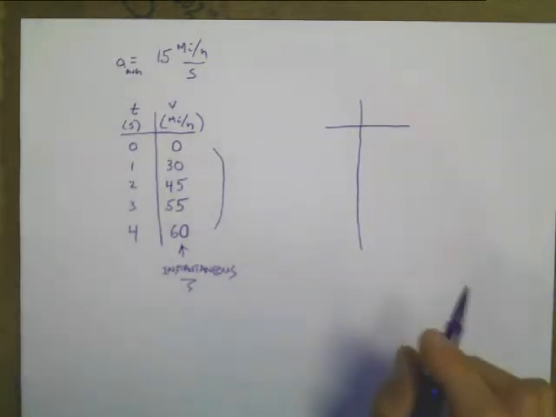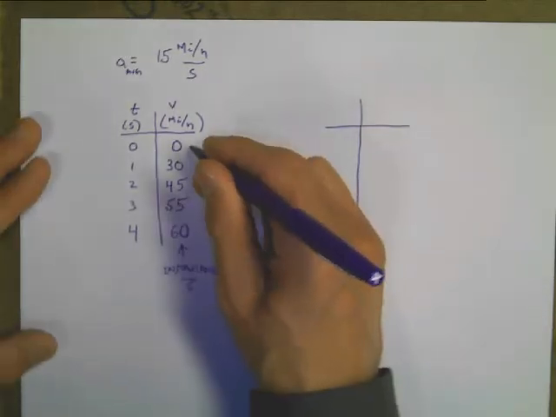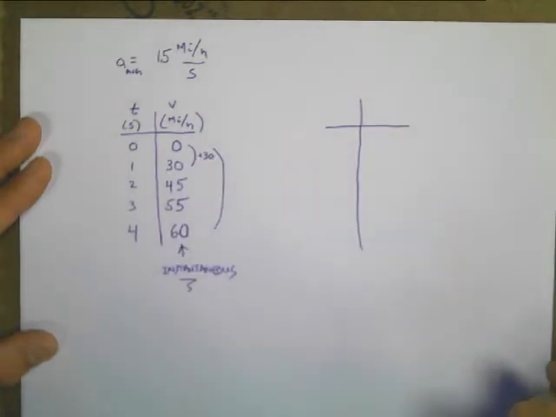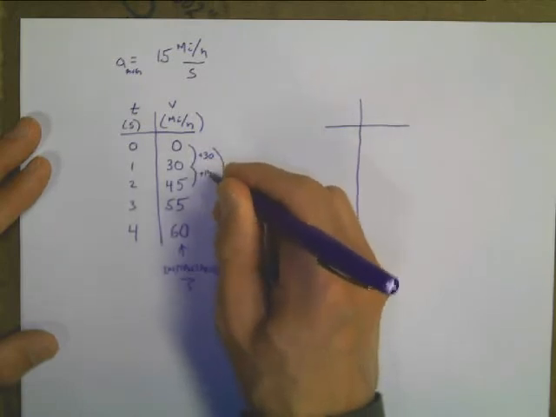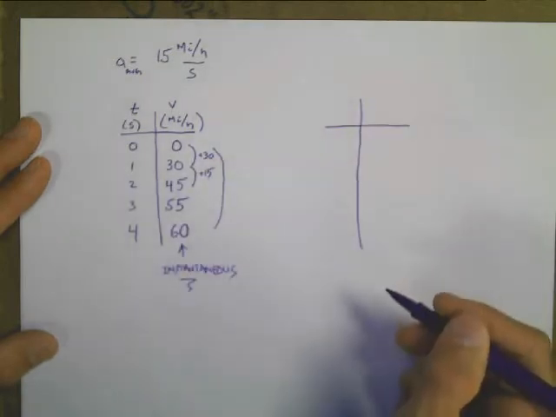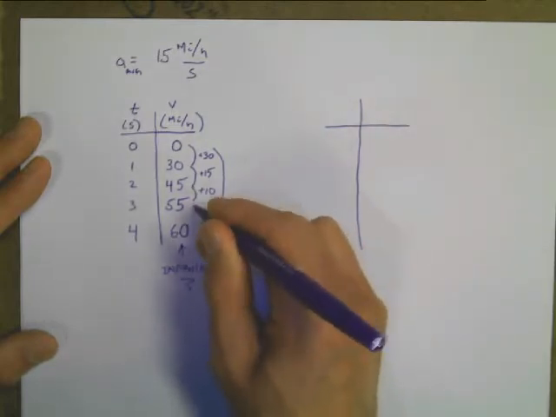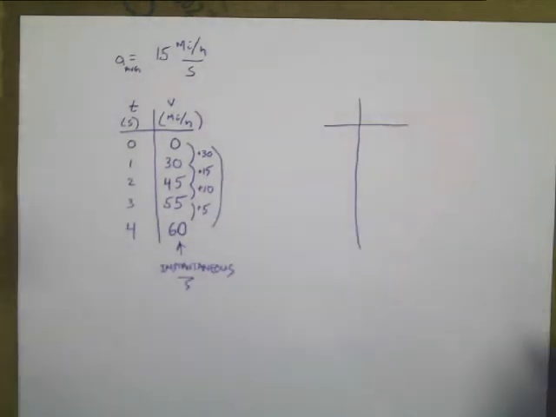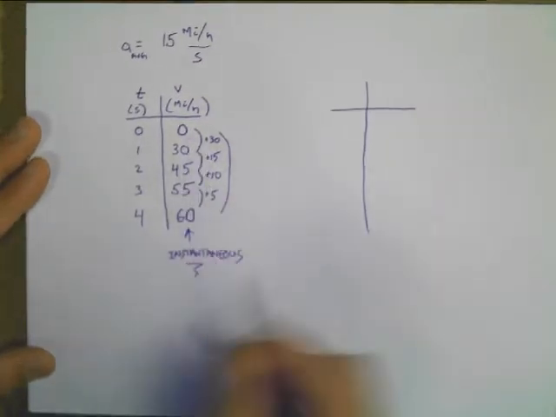If you look at this, I hope you can tell that the speeds are not increasing evenly. When you go from here to here, you've added 30 miles per hour. That's a lot. When you go from 30 to 45, you've only added 15. When you go from 45 to 55, you've only added 10. And from 55 to 60, you've only added 5. This is kind of reality. This type of acceleration is not steady.